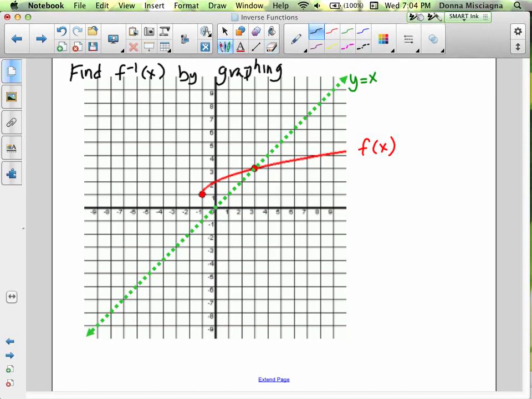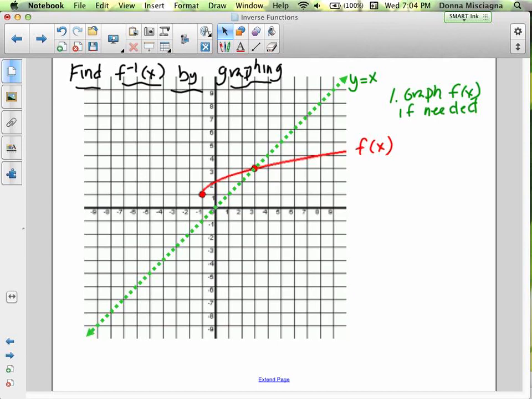Makes a little glitch there. My H keeps jumping up, but I think that's good enough. All right, so a little review of the steps to do that. Step number 1, you need to graph f of x, the original function, if needed. Here it's already graphed for us, so we are skipping that. By the way, I didn't actually write the steps in your notes, I don't believe. I went through them, but I didn't necessarily write them as steps. Maybe you should write those down. That would be a really good idea.